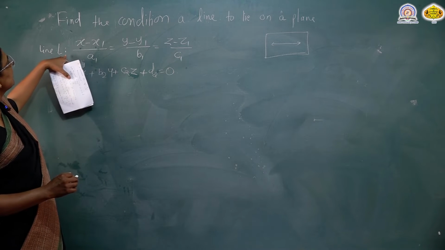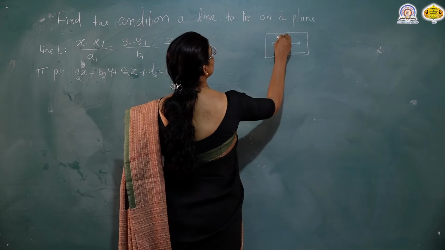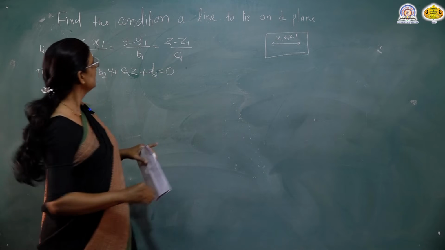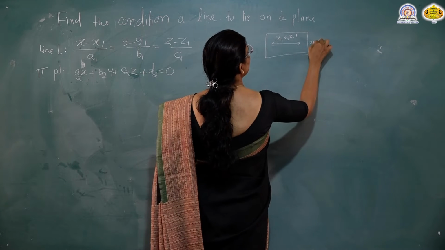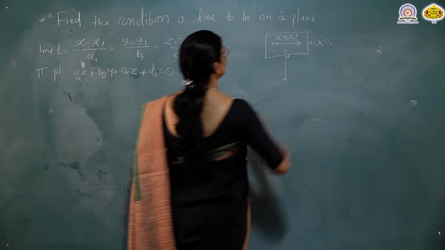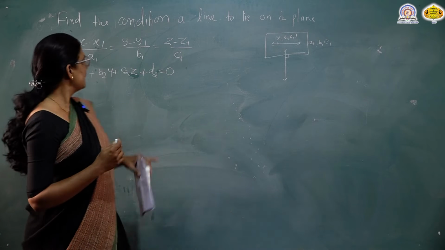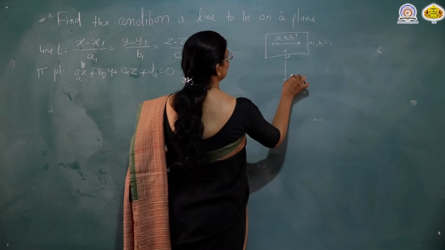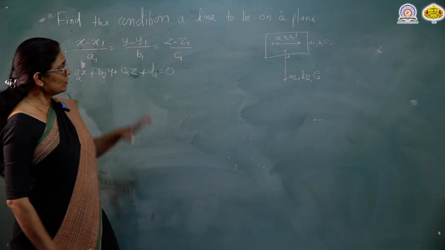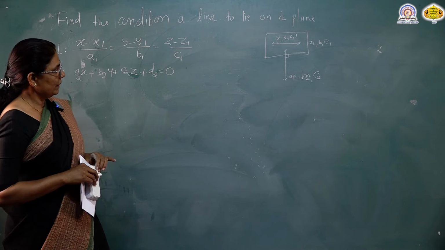So first of all, the line L is passing through the point (x1, y1, z1). So this is a point on the line, and second, its DRs are a1, b1, c1. And suppose this is a normal to the plane. We draw a normal. Normal means a line which is perpendicular to the plane, having DRs a2, b2, c2. So suppose we assume that the line lies on the plane.